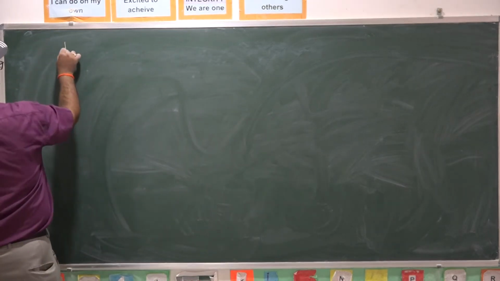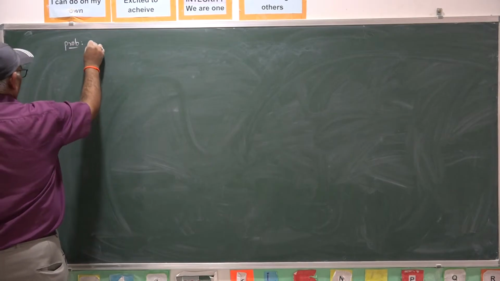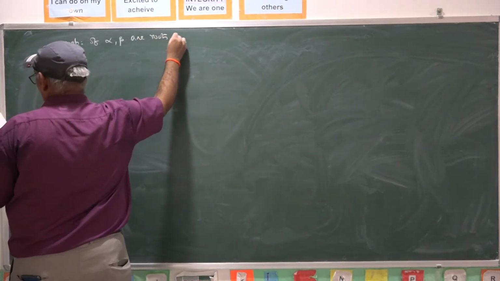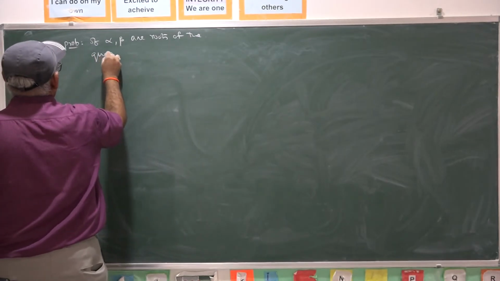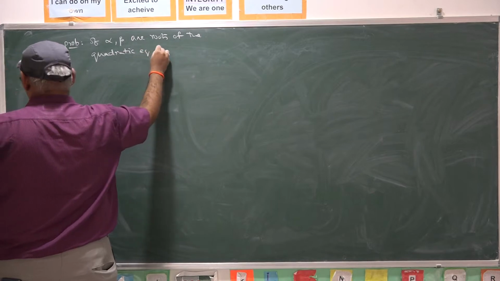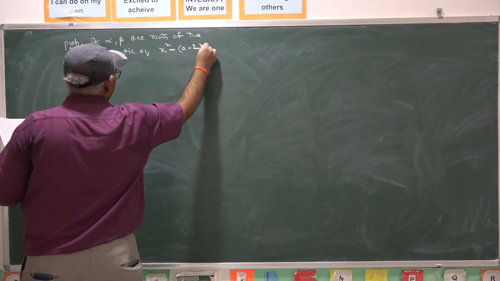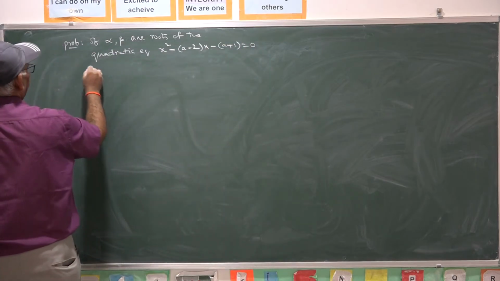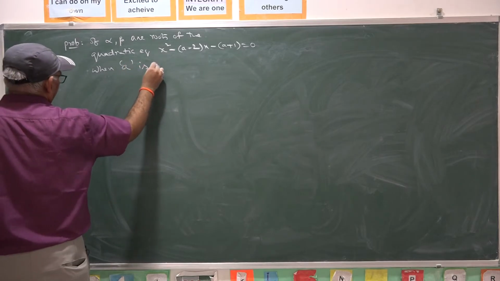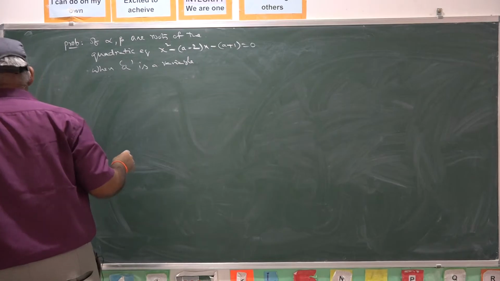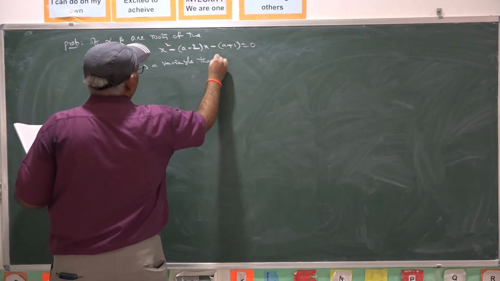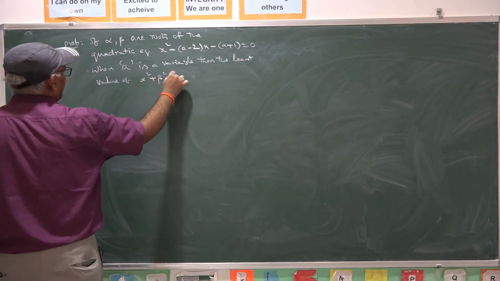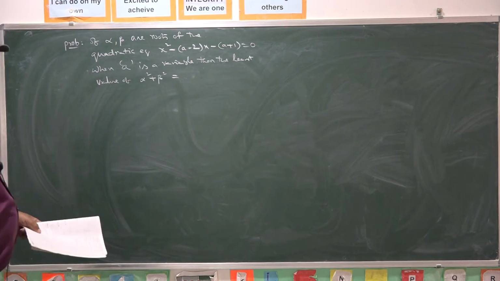Next problem. If alpha, beta are roots of the quadratic equation x square minus (a minus 2) x minus (a plus 1) equals 0, when a is a variable, then the least value of alpha square plus beta square equals. This is also given in the M set.